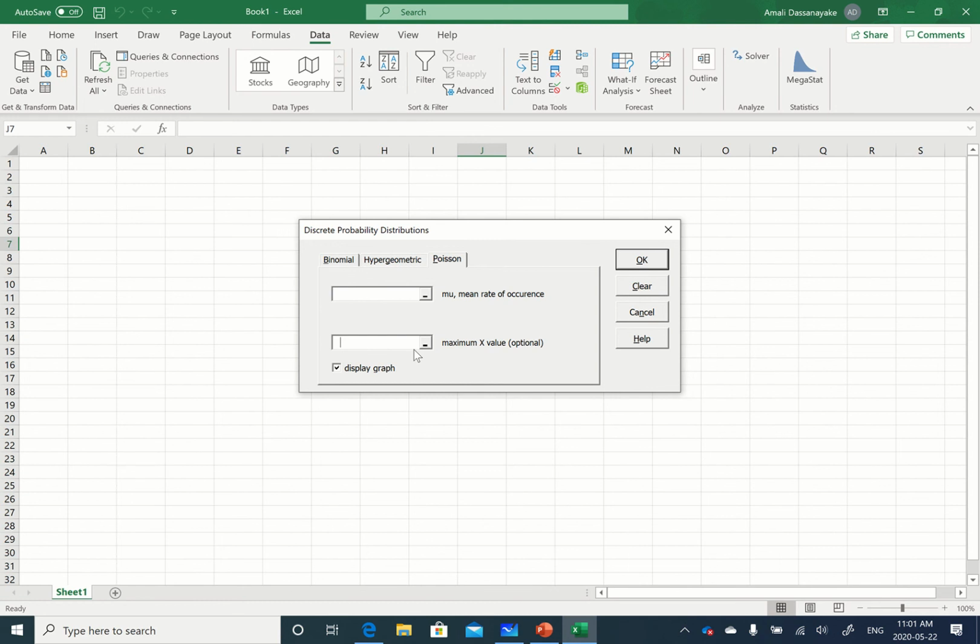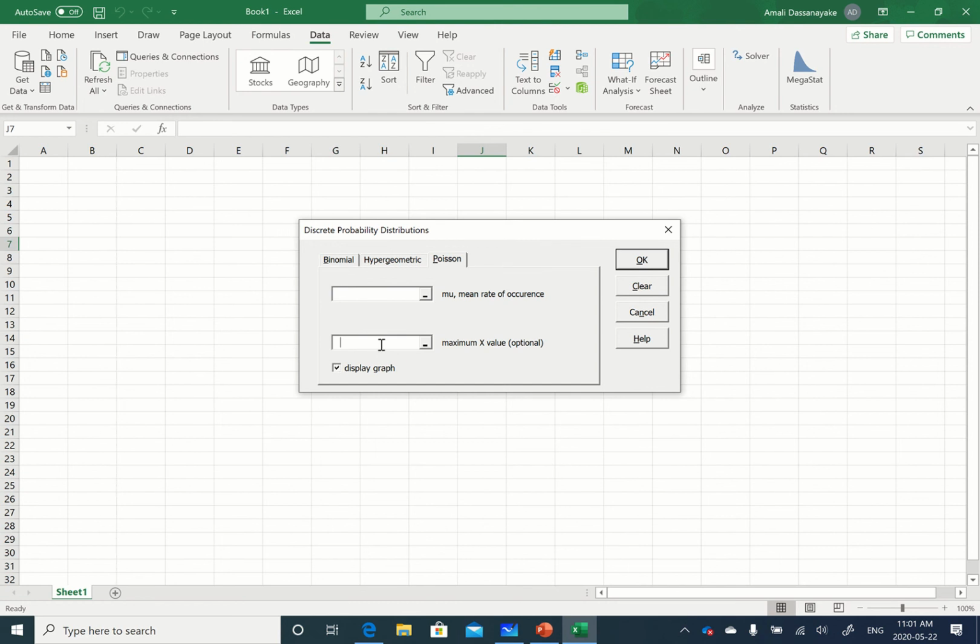So in order for Excel to stop calculating, or according to your question, you can provide a maximum point. Then Excel will only give you the table up to that possible value. And you have the option to leave it blank. That's what I would suggest, leaving it blank.